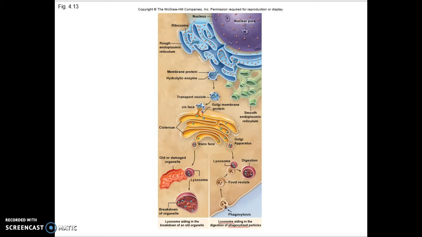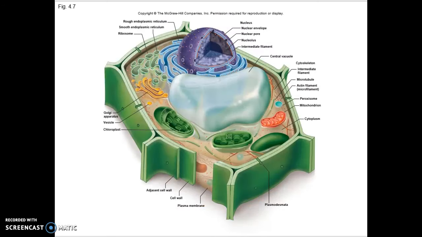So use these two diagrams as an overview and a review of what all those little cell structures are doing. Okay, so all of those structures we talked about are found in the eukaryotic cell. They're found in the animal cells. They're also found in the plant cell, and that's what we're looking at here.